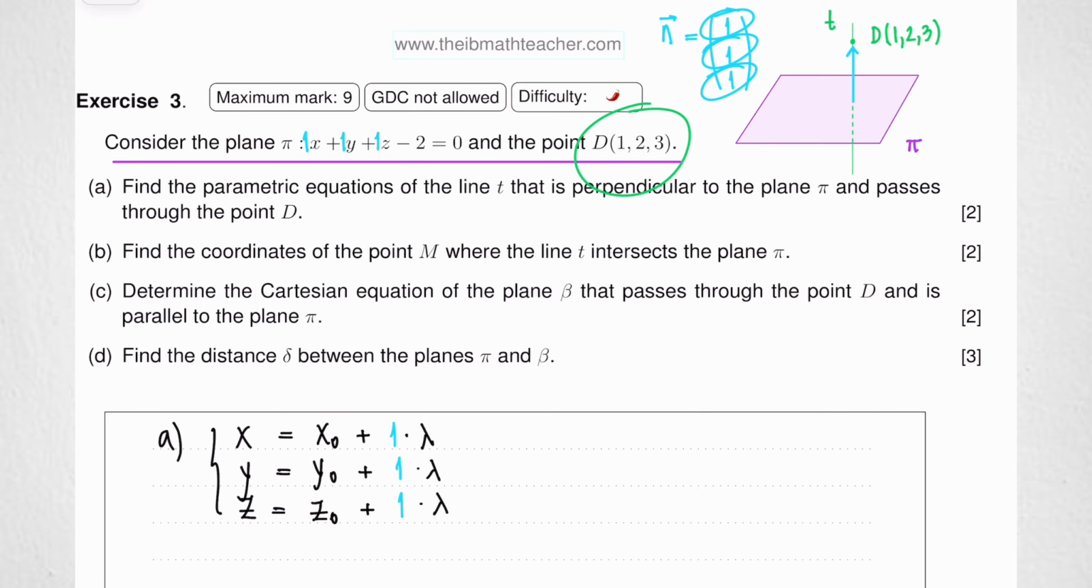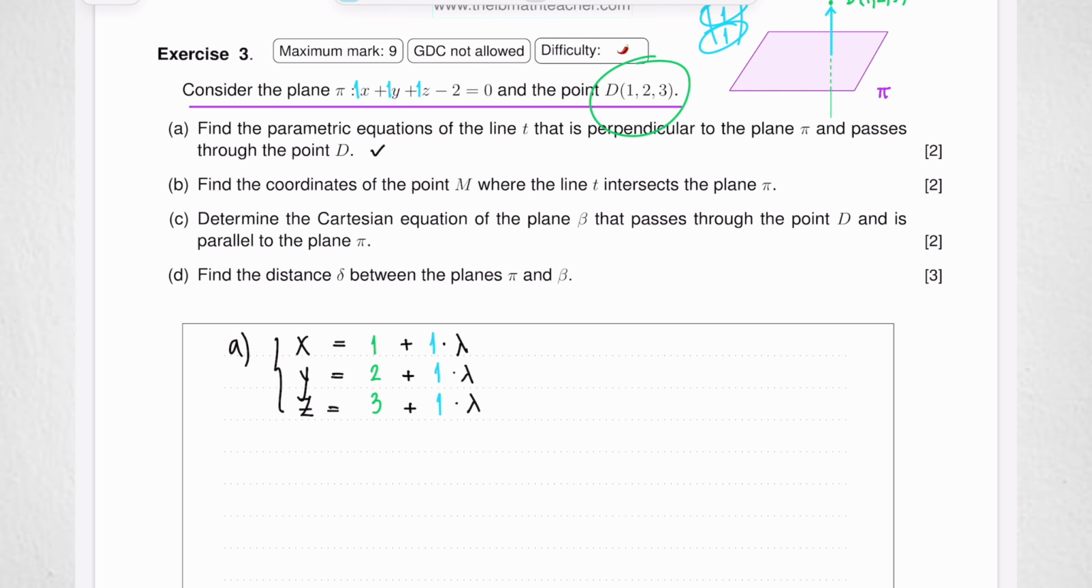Of course, it was given in the exercise. The coordinates are 1, 2, 3. So these are the parametric equations. Now on to question B.